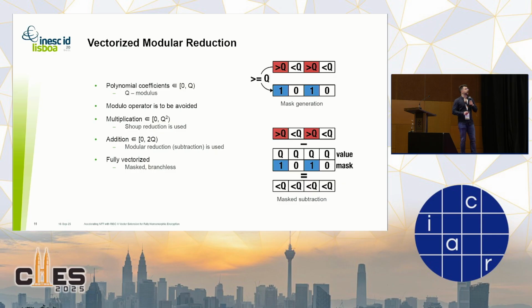So essentially, we have the vector after an addition here. We compare it with q, and this allows us to generate a mask. So this is going to have 1 in the lanes in which the value exceeds the modulus. And then we just do a masked subtraction, which is just going to subtract q. So here we splatted the value across the vector, but we're only actually going to do the subtraction in the elements we want.